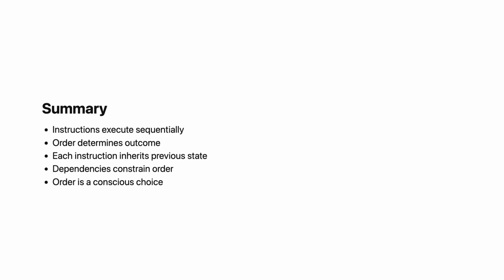To understand the program, you must reason sequentially. Follow the order, track the state, understand each transition. Order is a choice. When you write a program, you choose the order of instructions. Choose consciously, respect dependencies, produce the correct result. Sequence and order: this is how programs execute.